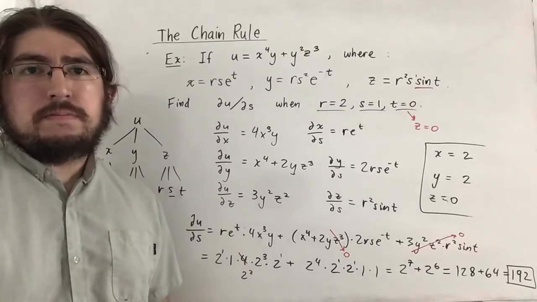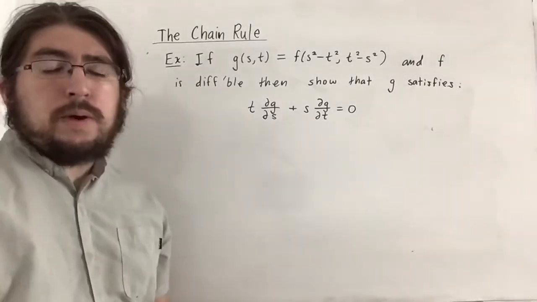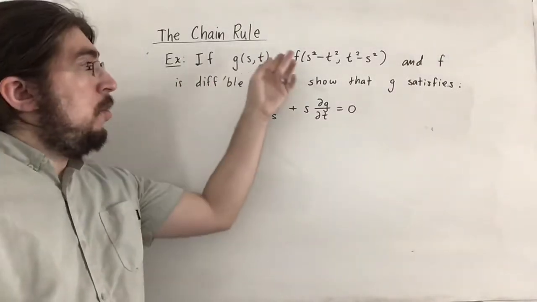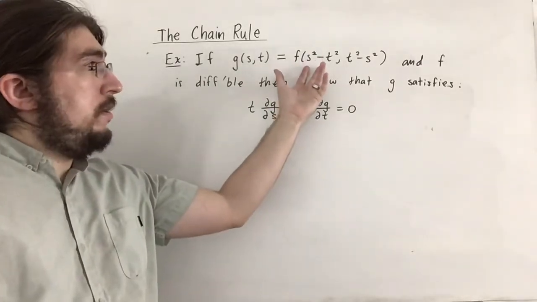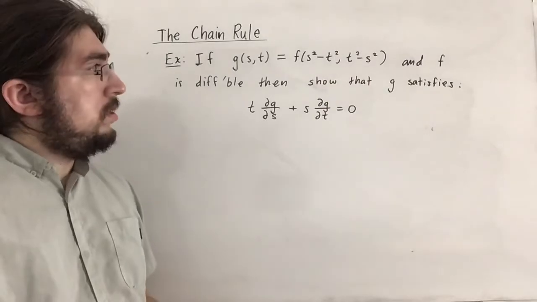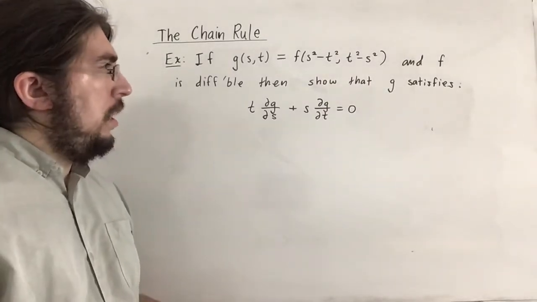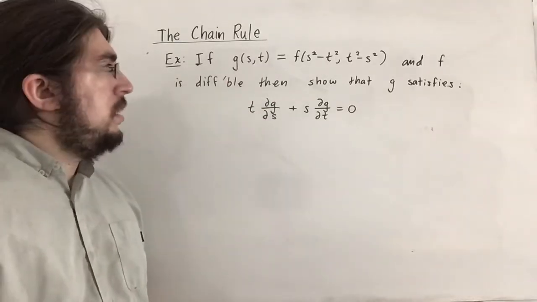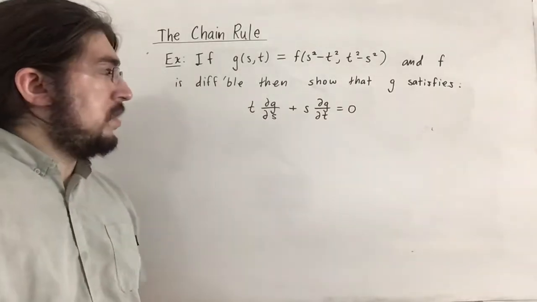equation holds. Okay, so this problem sounds a little crazy, but it's actually not too bad once you kind of realize something. So here we're given this function g of s comma t, where it's actually equal to another function f of s squared minus t squared, t squared minus s squared, which sounds bizarre. And f is differentiable, so we can take derivatives of f and thus of g. Then we want to show that g actually satisfies this partial differential equation.